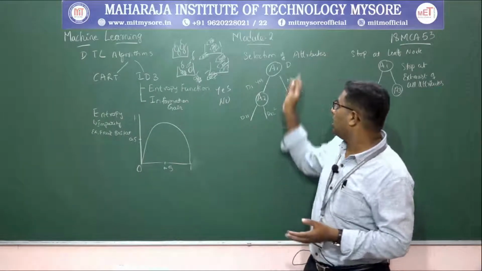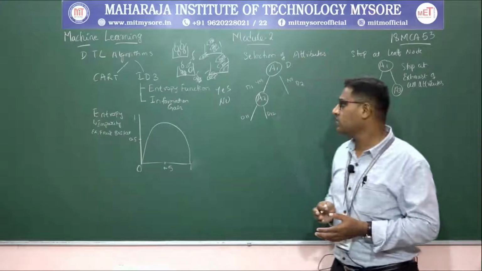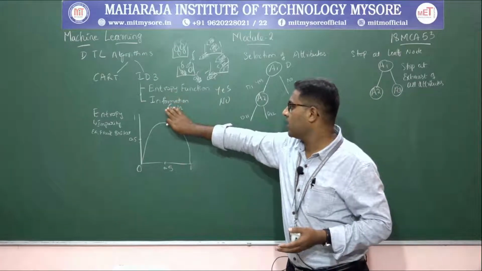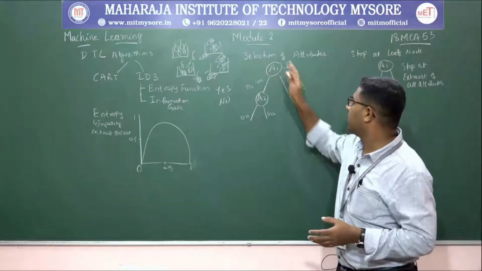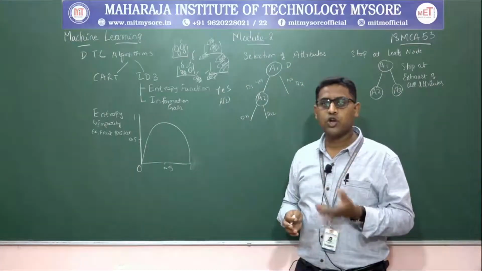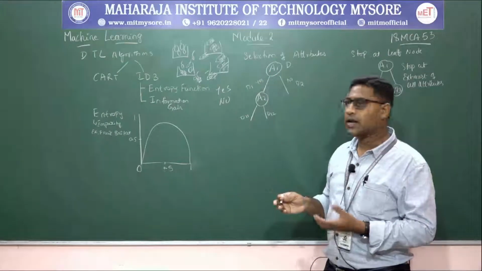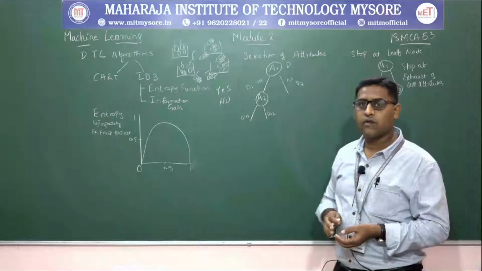Next, the idea of implementing this ID3 algorithm by computing the entropy function and information gain is to decide which should be the root node. So which should be the root node for the given data set? For a given data set, you need to select the attributes, or we call it selection of attributes.